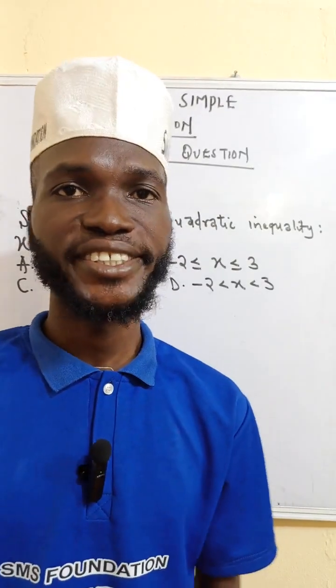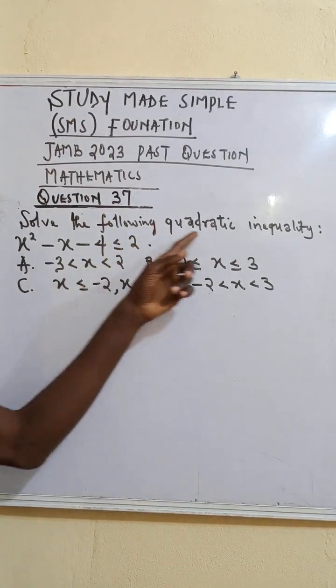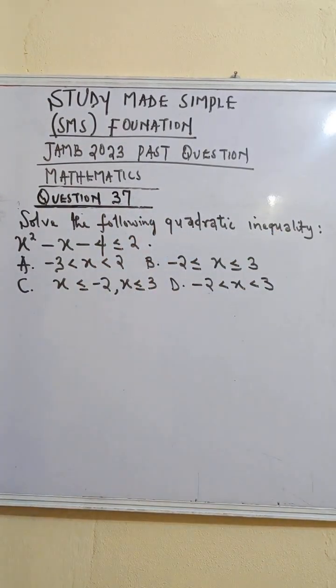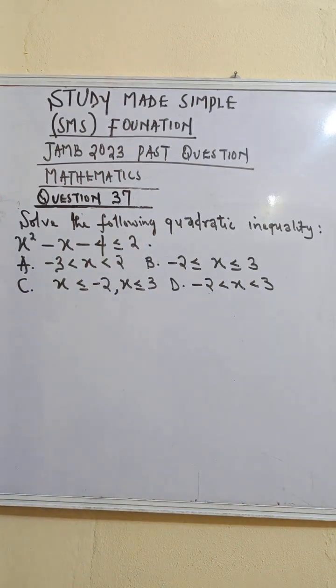Question 37, JAMB 2023 Mathematics. Solve the following quadratic inequality: x squared minus x minus 4 is less than or equal to 2.